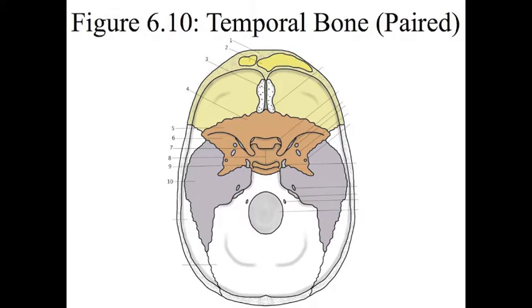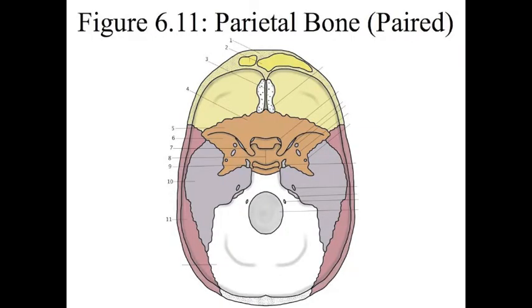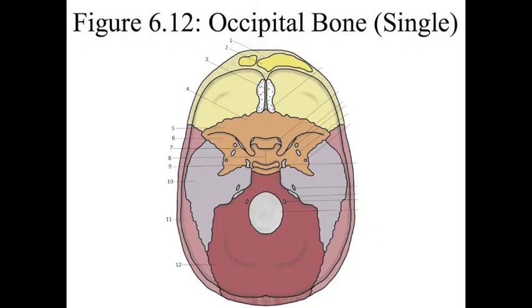Number 10 is the temporal bone. This is a paired bone on the skull. Number 11 is the parietal bone, also a paired bone of the skull. Number 12 is the occipital bone, a single bone of the skull.